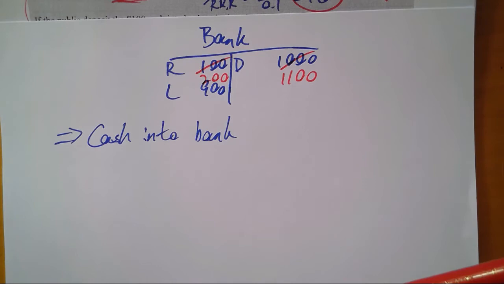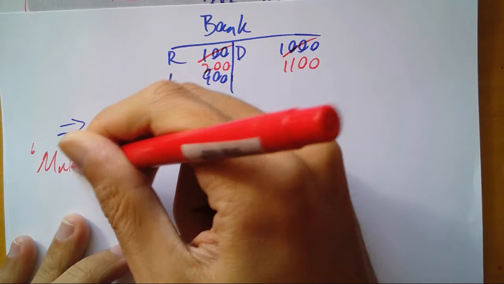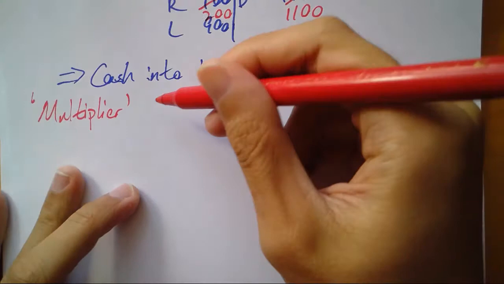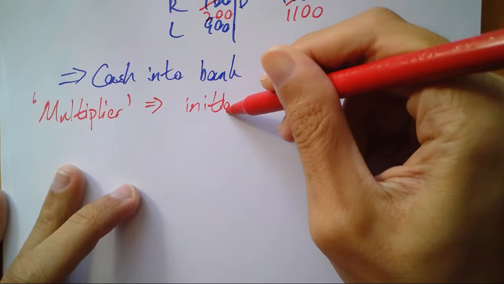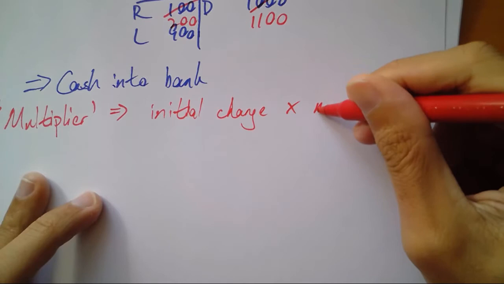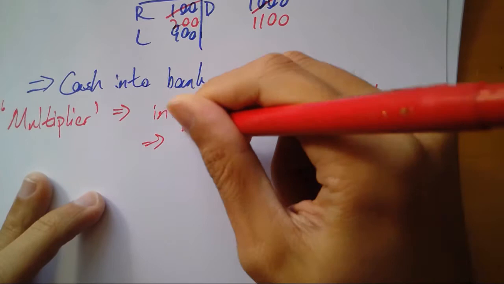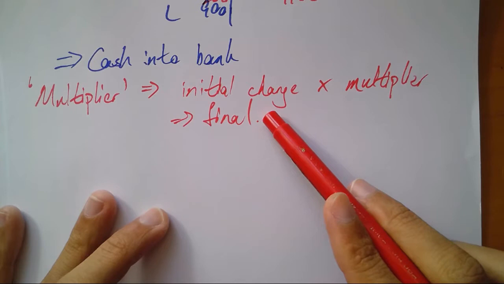Now remember, the so-called multiplier. A multiplier means the initial change times a multiplier becomes the final change. So the meaning of the multiplier is that the original change times the multiplier becomes the final change.